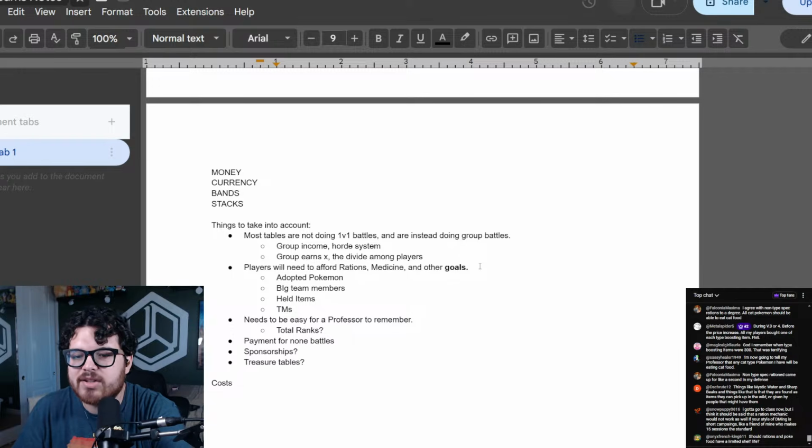Let's see here. Things like Mystic Water and Sharp Beaks and things like that are found as items picked up in the wild or given by people that might have them. Exactly. That's the other thing, is using them as rewards.